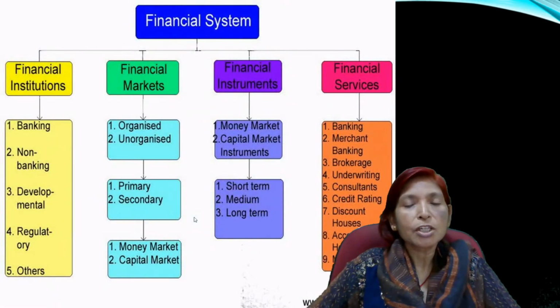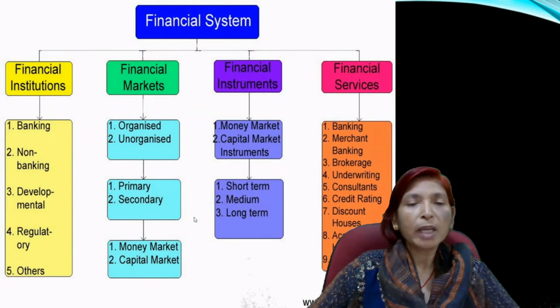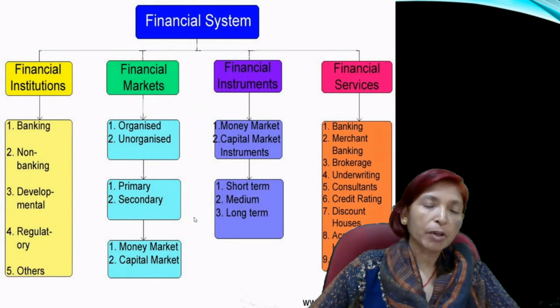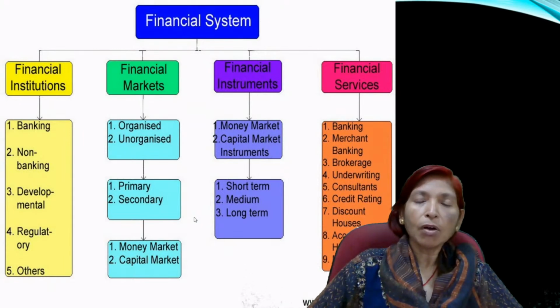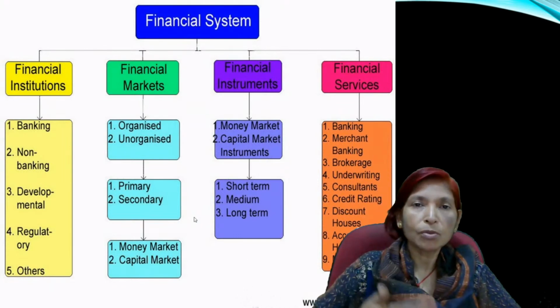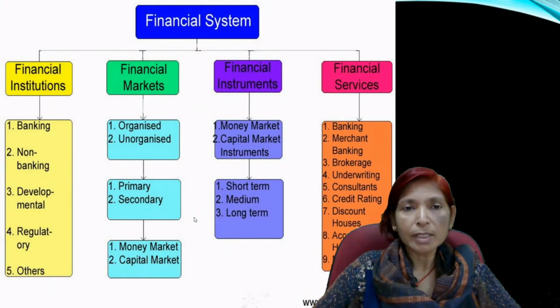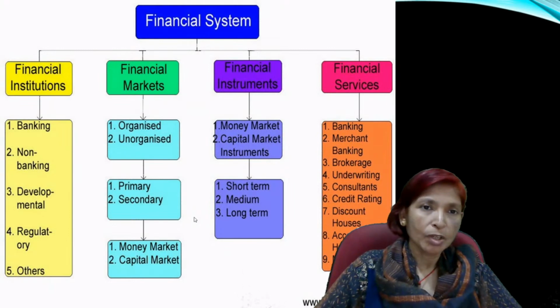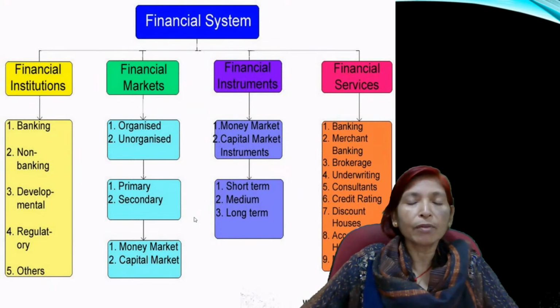Now next, the whole financial system can be classified into four main groups. Because the financial system is a very broad concept, and in the financial system, all financial things like financial institutions, financial markets, financial instruments, and financial services are included. So the financial system, which is a very broad concept, can be classified into four different groups.